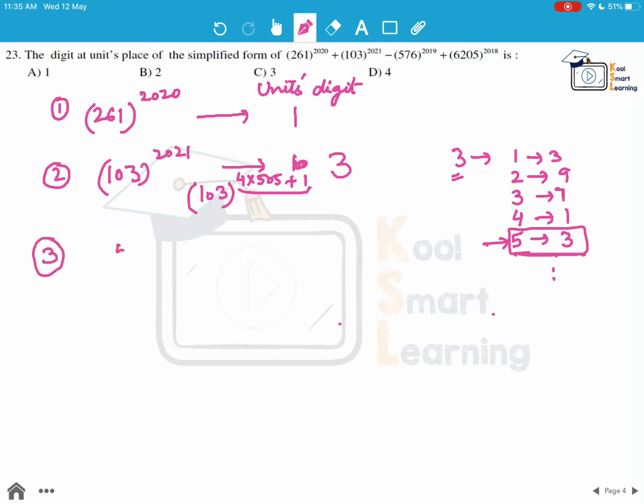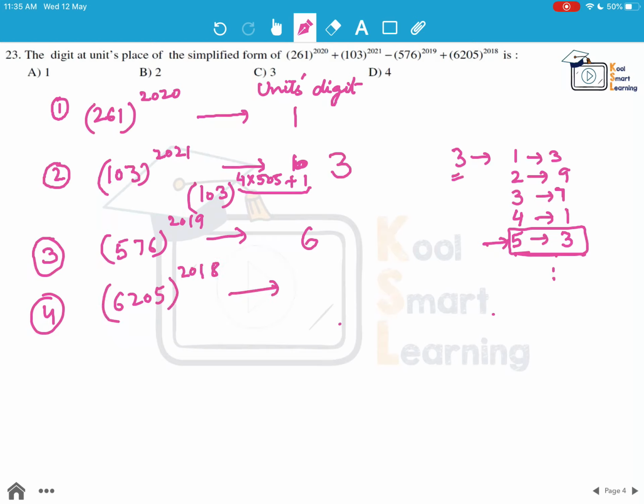Moving to the third one, 576 raised to power 2019, and we know that any number whose units digit is 6 raised to power anything will always have a units digit 6. So we put it here. And the last one is 6205 raised to power 2018. Again, any number having a units digit 5 raised to any power will always have a units digit of 5.